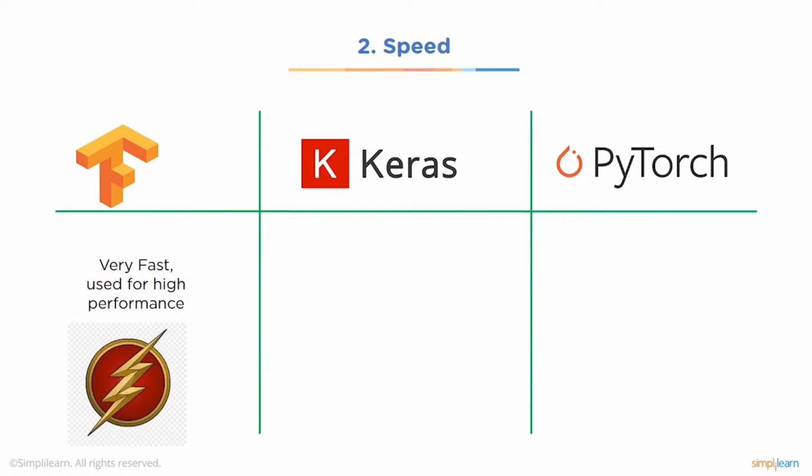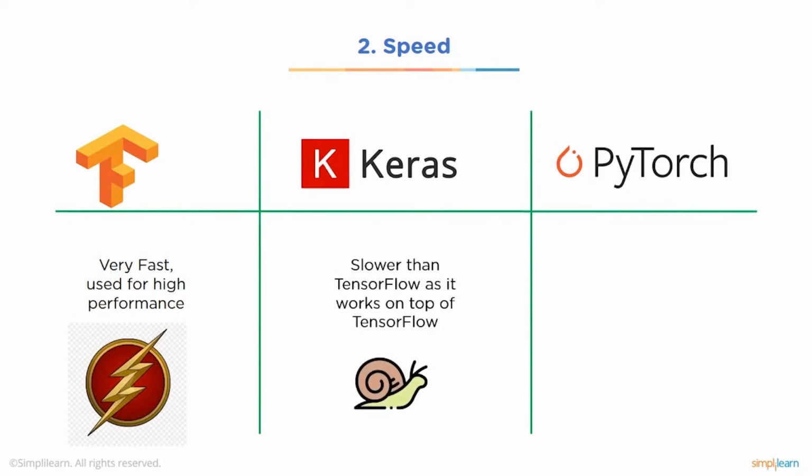TensorFlow is very fast and is used for high performances. Keras is slower as it works on top of TensorFlow. Not only does it have to wait for TensorFlow to finish implementation, it then starts its own implementation. Meanwhile, PyTorch works at the same speed as TensorFlow, as both of them are low-level APIs. Now, Keras is a wrapper class for TensorFlow and has added abstraction functionalities on top of TensorFlow, which make it slower than TensorFlow and PyTorch. In computation speed, both TensorFlow and PyTorch are almost equal, and in development speed, Keras is faster as it has built-in functionalities which can significantly reduce your development time.